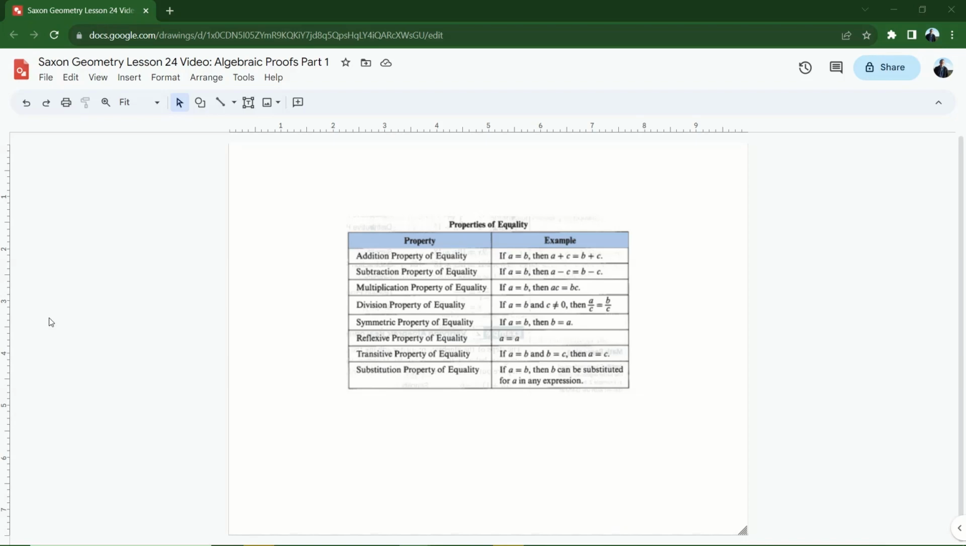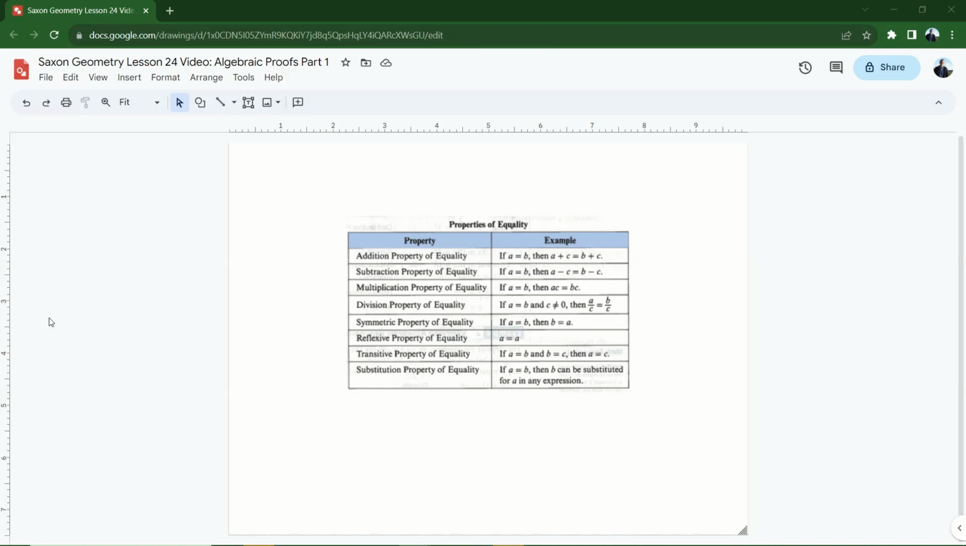Well, for algebraic proofs, what this lesson is all about, we are going to be using the properties of equality and some other properties as well, but mostly the properties of equality that you hold near and dear, that you've used many times in algebra class to solve for x. We're going to use those properties of equality to prove things, okay?